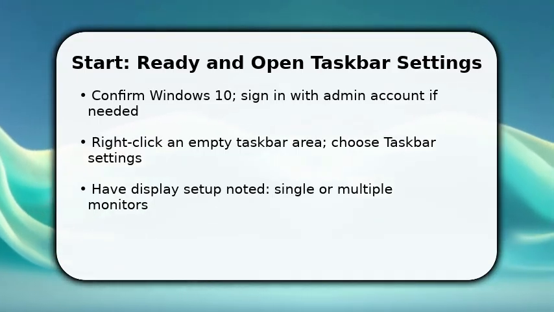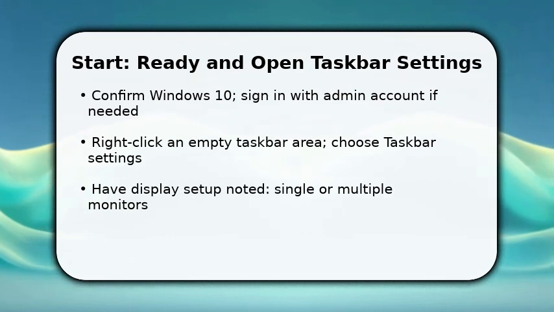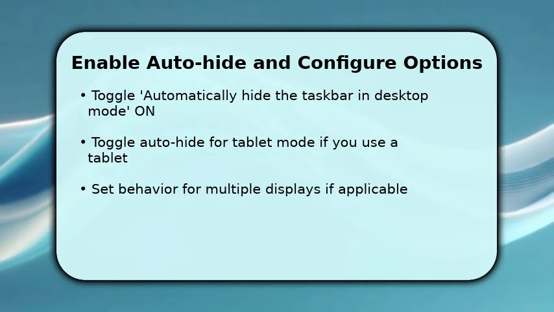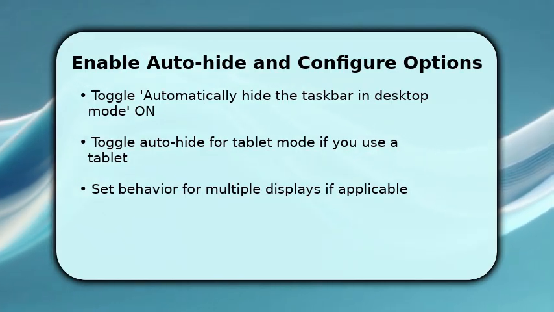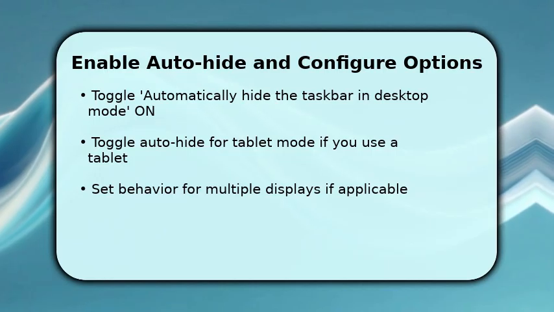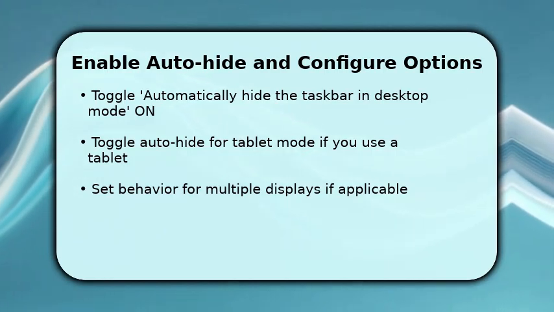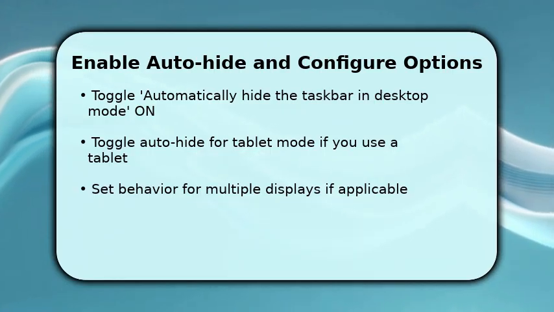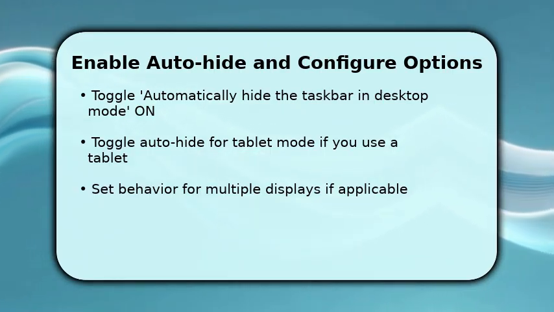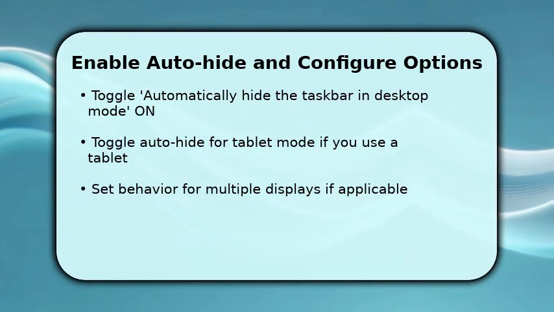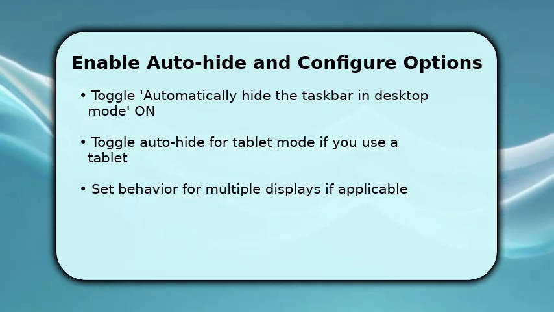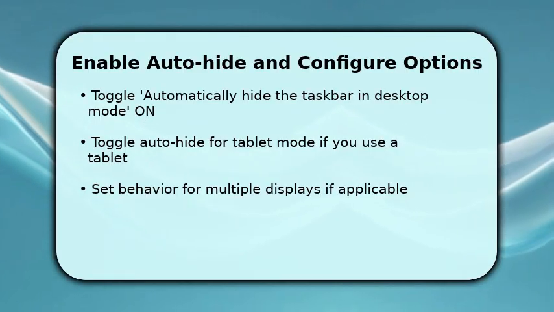Now toggle the option labeled Automatically Hide the Taskbar in Desktop Mode to on. You'll immediately see the bar slide out of view when not in use. If you use tablet mode or a convertible device, enable the tablet setting as well so behavior is consistent. Make sure to check the Multiple Displays section and choose whether to show the taskbar on all screens or only the main one. These settings control both how and where the taskbar retracts, giving you a cleaner workspace.